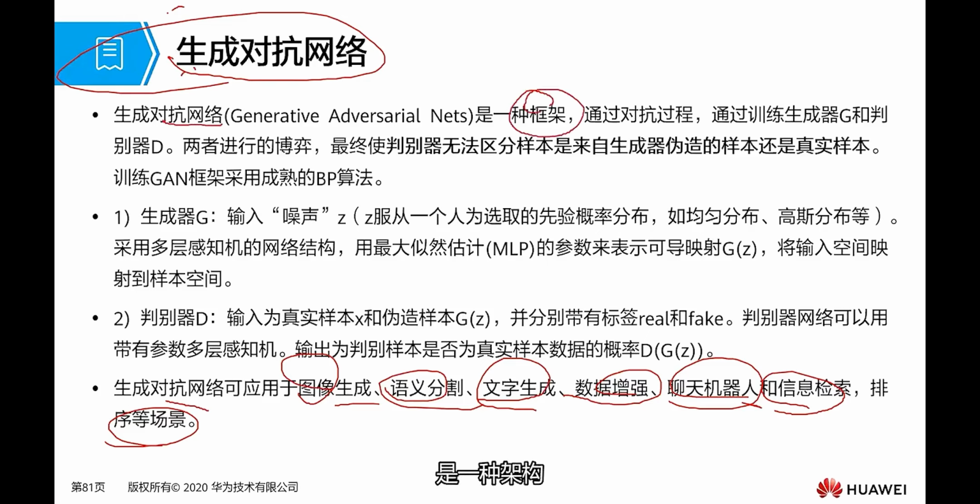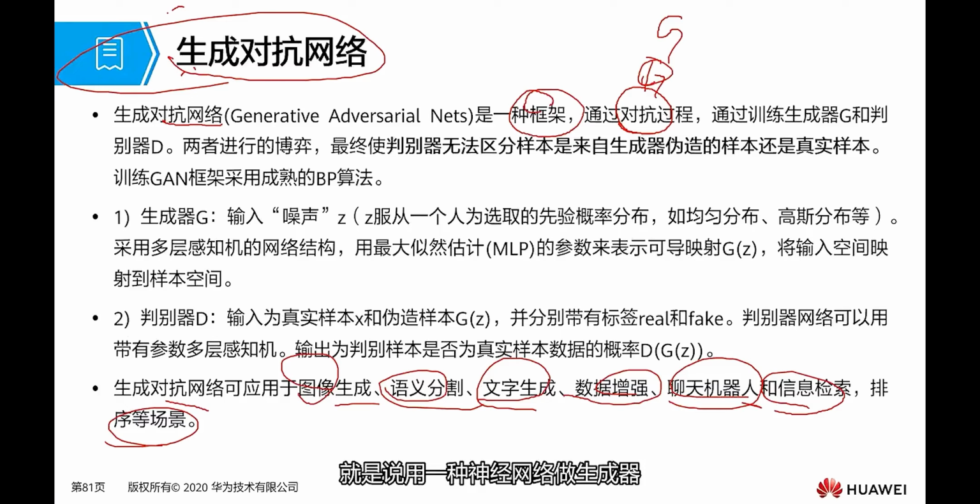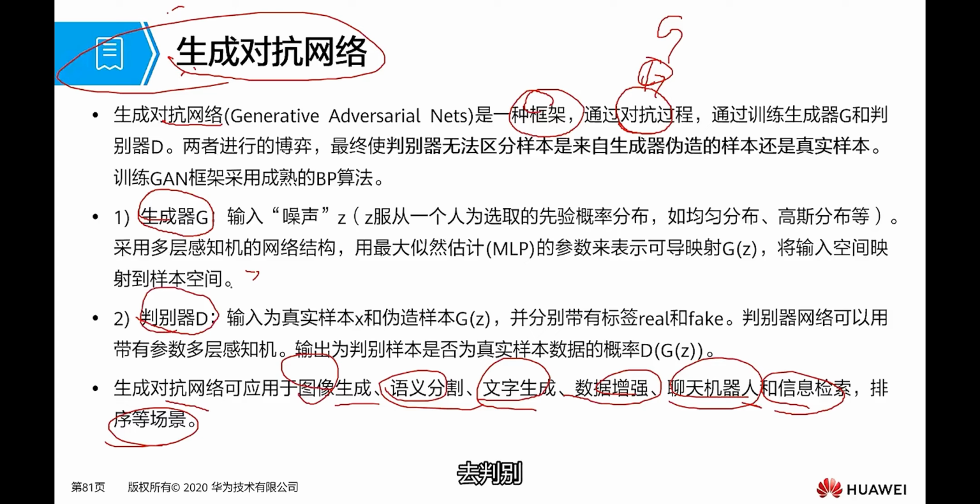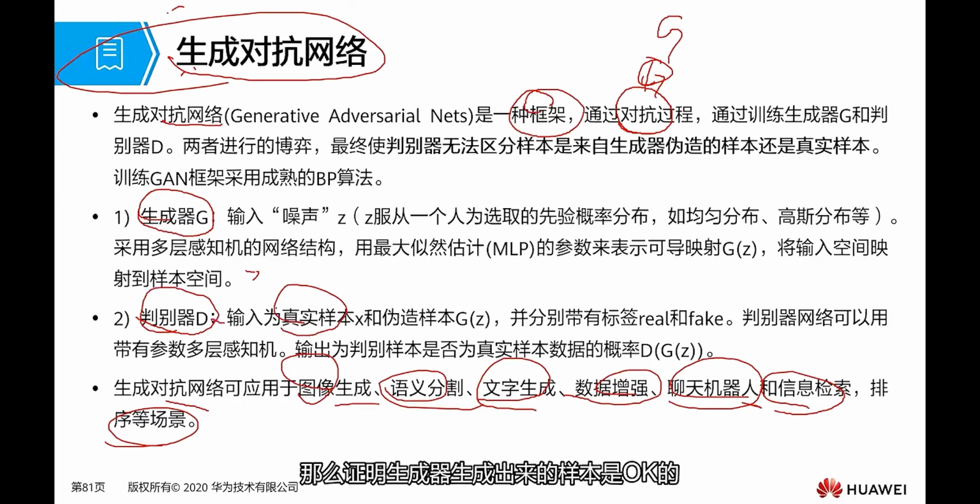In other words, I can achieve it through an adversarial form. How do I pit 2 CNNs or 2 RNNs against each other? We use a neural network as a generator to generate a sample, then you have a discriminator to distinguish the difference between this and the real sample. If my discriminator fails to discriminate, it means that the sample generated by your generator is okay, and we can then apply it to text, semantics, images, and generation scenarios.